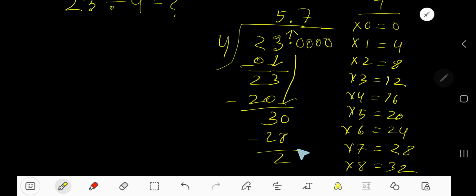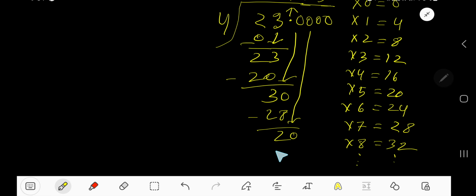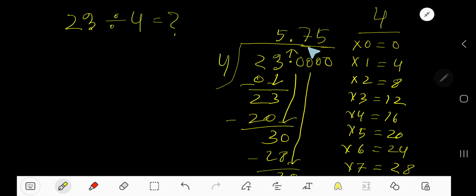Subtract, you are getting 2. Bring down another 0. Then 4 goes into 20 how many times? 4 goes into 20 5 times. Write 5 here. 5 times 4, 20. Subtract, 0. So our answer is 5.75.